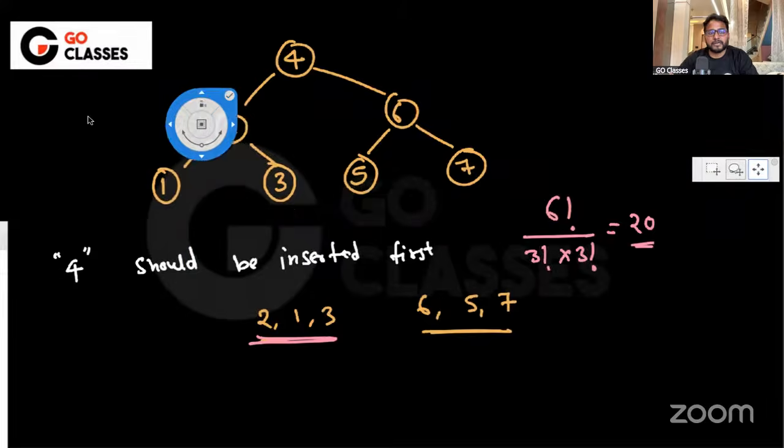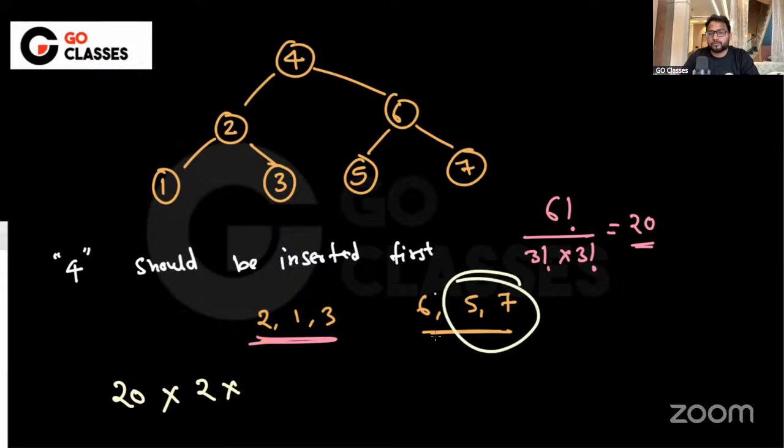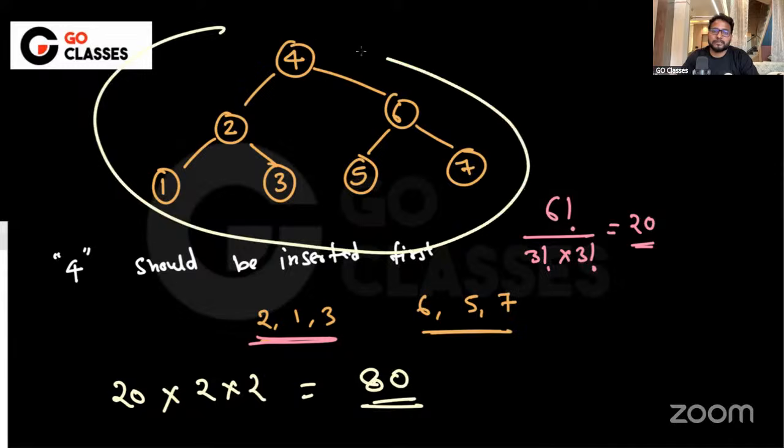Is 20 the final answer? In 20 ways these could be interleaved, but I can also permute these, so 2 ways, and I can permute these also, so again 2 ways. So basically, you can say 80 is the correct answer. In 80 possible ways you can insert such that you get this balanced binary search tree.